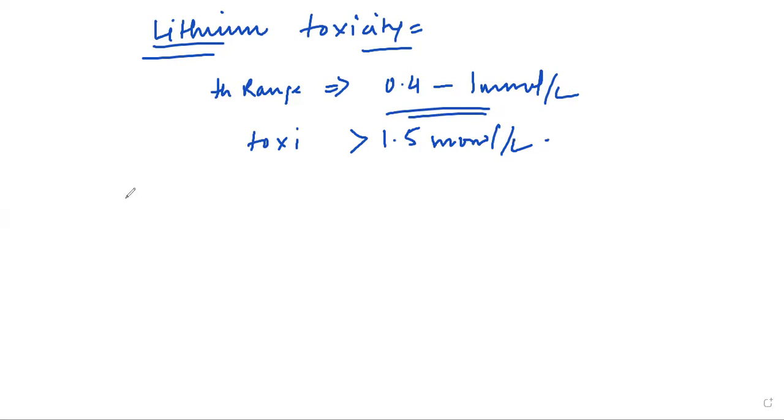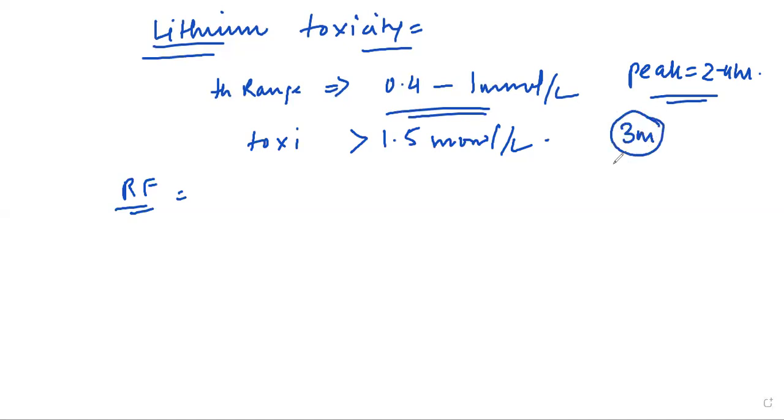Now, there are certain risk factors which will precipitate lithium toxicity. One of the things you need to know about lithium is that the peak levels of lithium will be around 2 to 4 hours. And once you've put the patient on lithium, you need to monitor the level every 3 months, because it will damage the kidney eventually.